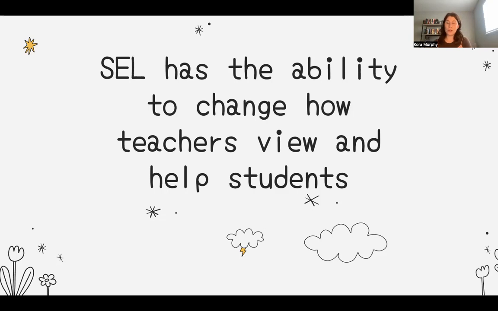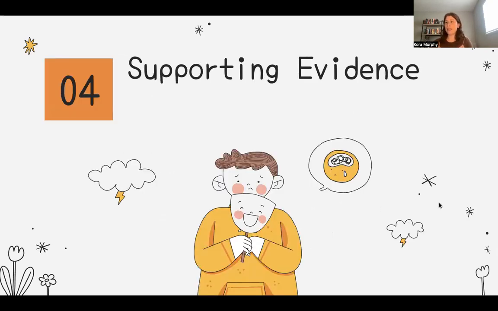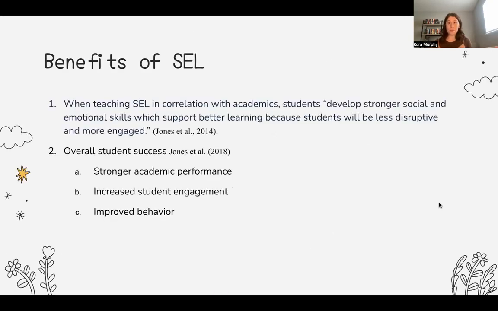Students don't come into third grade knowing how to multiply, right? We teach them those skills. Students don't come into fifth grade knowing how to deal with difficult situations. We need to teach them that as well. All right, continuing on with supporting evidence. What are the benefits of SEL? When teaching SEL in correlation with academics, students develop stronger social and emotional skills, which support better learning because students will be less disruptive and more engaged. And continuing, there's an overall student success with teaching social emotional learning. We have stronger academic performance, increased student engagement, and improved behavior.